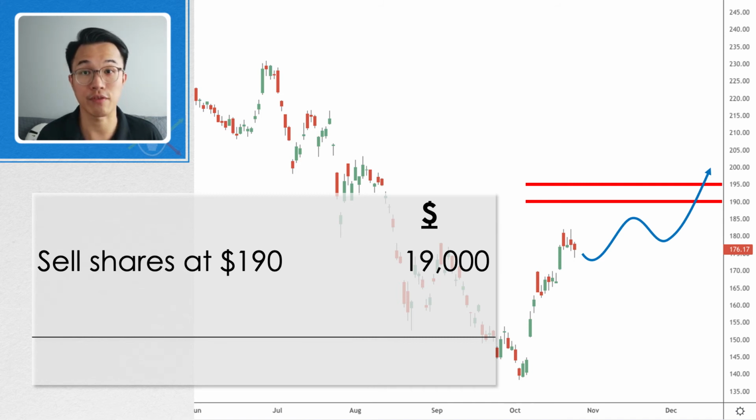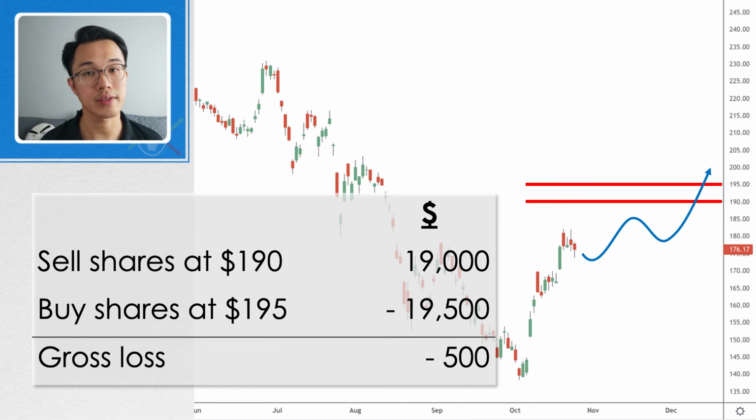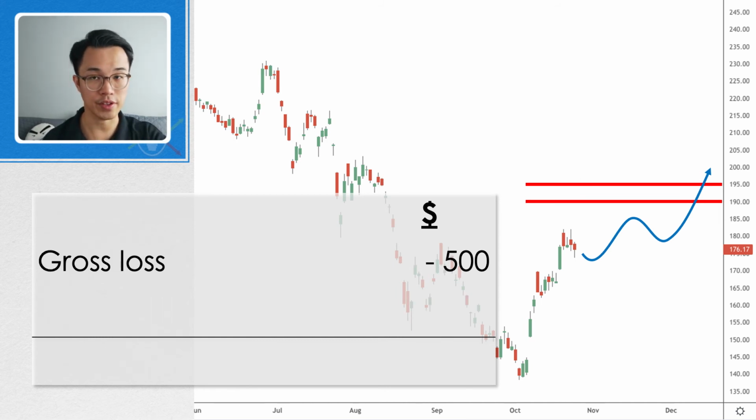If I don't have shares to sell, I'm going to have to go into the market and buy it at the current price, which right now is way above the strike price of $190. But in this example, thankfully I have the protection that I bought. So the call option that I bought enables me to buy shares for $195. So that will be a payout of $19,500.